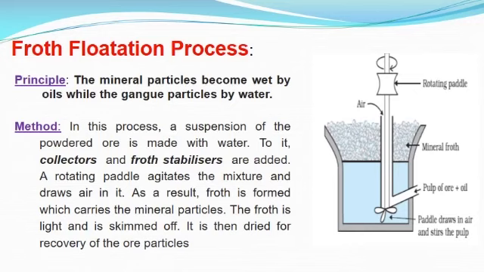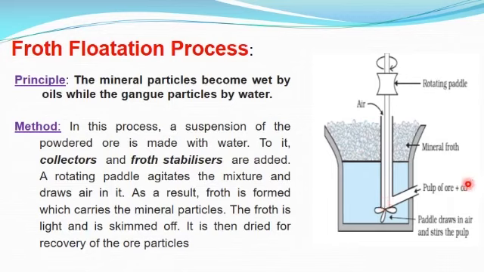This process can be easily explained by using a figure. Let's see the figure. The first step: take impure ore and water in a large tank. Then add oil. An example of oil is pine oil. Add pine oil to the mixture of water and impure ore.